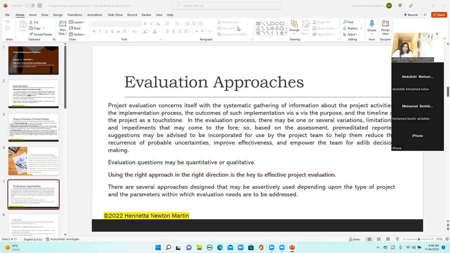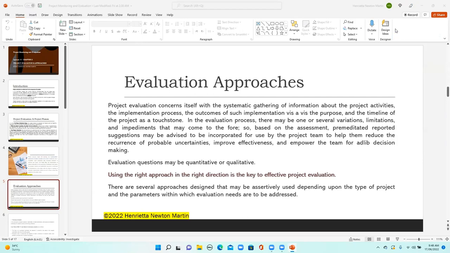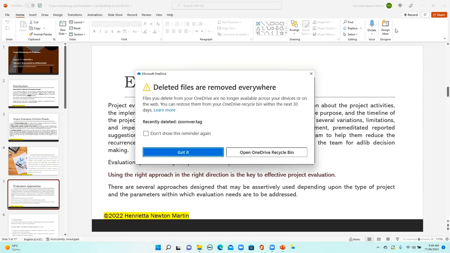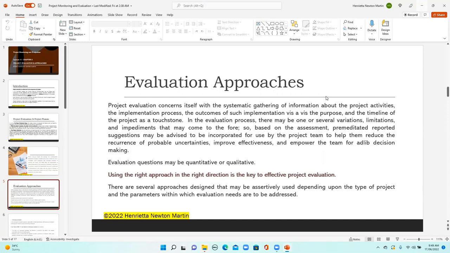Now, project evaluation concerns itself with systematic gathering of information about the project activities, the implementation process, the outcomes of such implementation, vis-a-vis the purpose and the timeline of the project as a touchstone. That means it is like a parameter against which they will check or evaluate. So in the evaluation process, there may be one or several variations, changes. There may be variation agreements that are signed, depending upon what is the variation. Limitations and impediments, that is hurdles, obstacles, that may come to the fore.